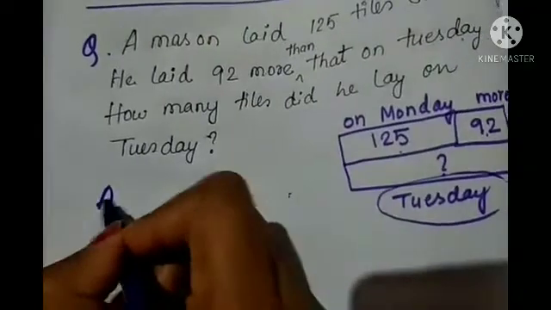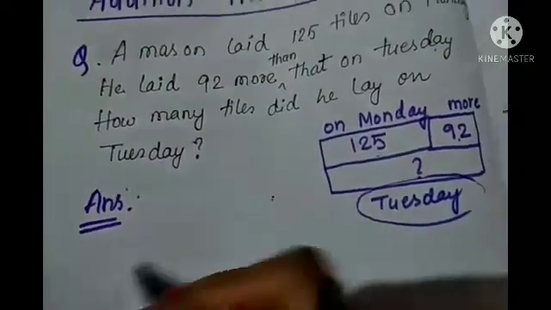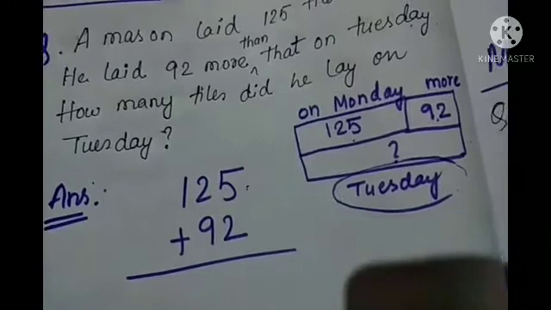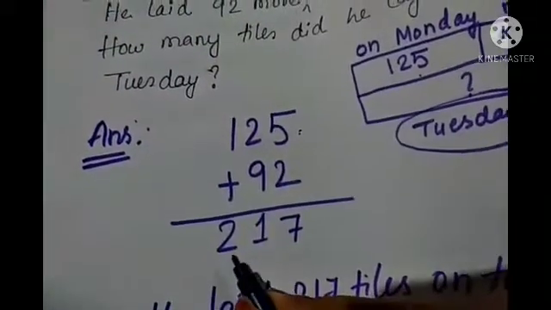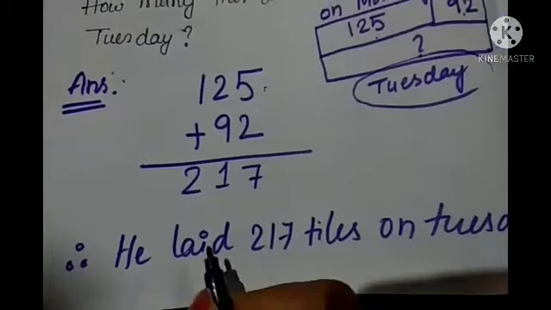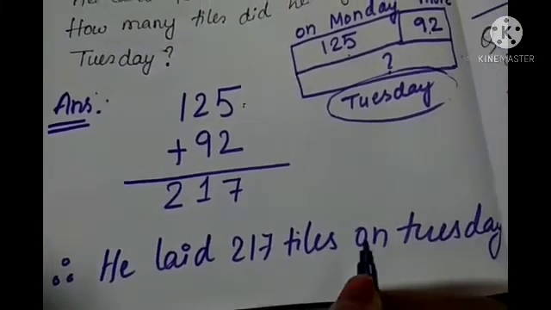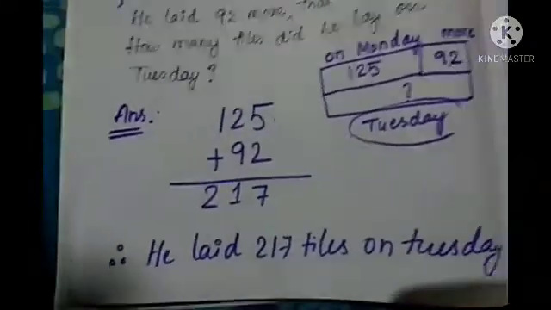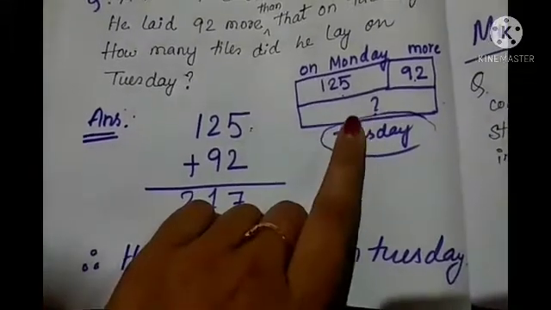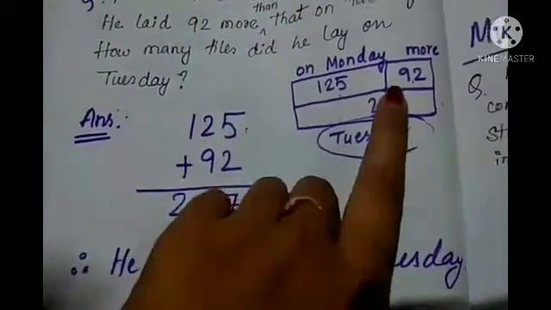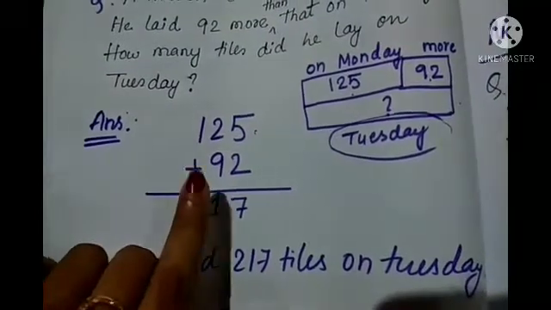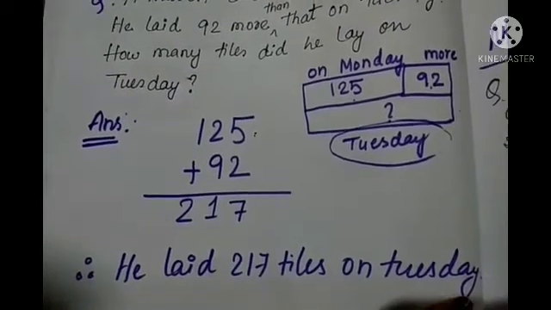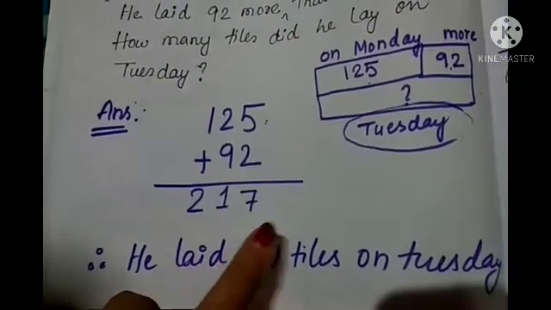In the answer, no need to write anything, you just have to add them. So 125 and 92, you add them, and after adding you will get 217. You can write: therefore, he laid 217 tiles on Tuesday. Okay, I think you get it, students. You draw the model and then you add. From this model you come to know that you have to do addition, and then you write the therefore statement. That's it. I think it's clear to you. If you have any doubt regarding this, you can ask me.